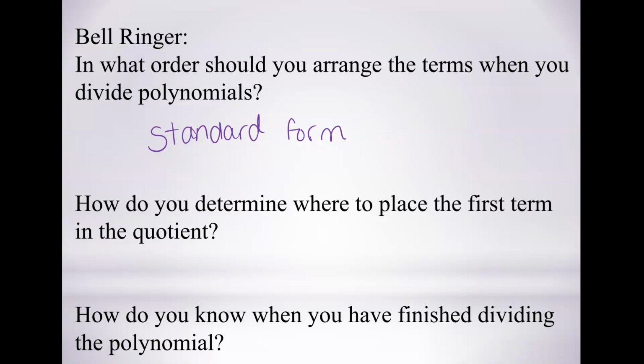How do you determine where to place the first term in the quotient? The first term in the quotient will always go above the first term in the dividend. So here's your dividend, divisor. First term of the quotient goes here.